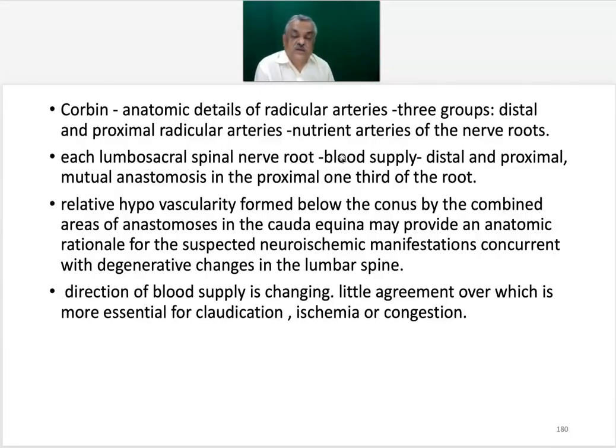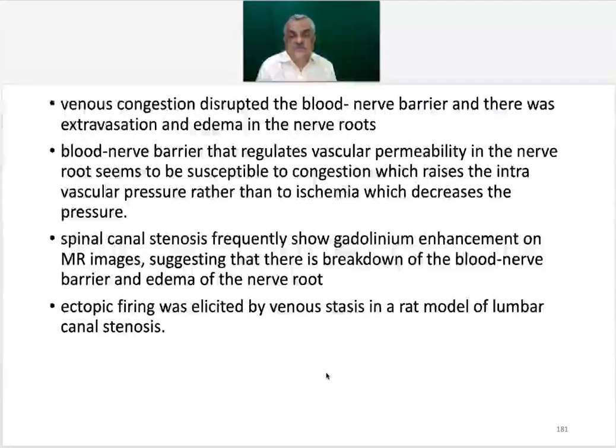There is little agreement over which is more essential for claudication. Is it the ischemia or congestion, or is it both? That is still not very well known, because the blood flow is changing all the time, coming from the ascending or descending artery. But the important point is that the anastomosis of the arteries is in the proximal third of the root, and it is there in the proximal part of the upper foramen, just below the pedicle, that the cause of claudication is situated.